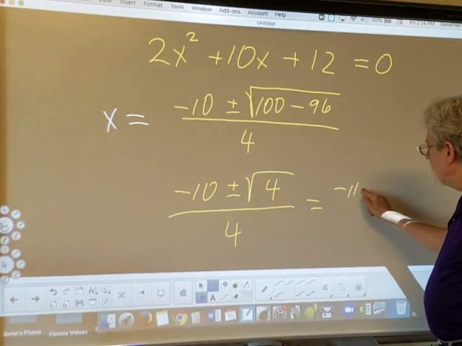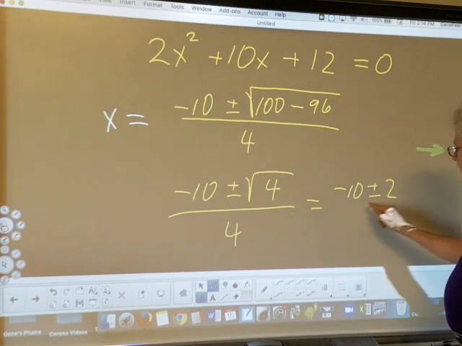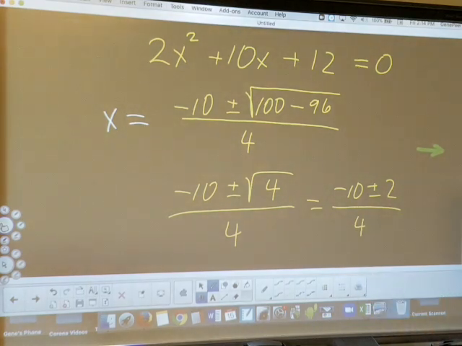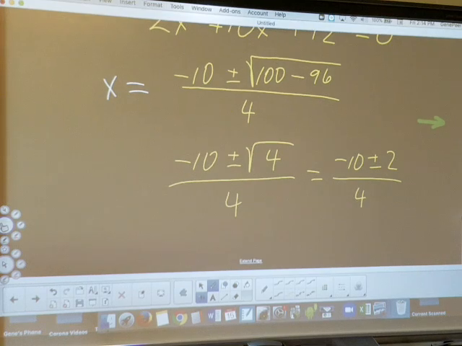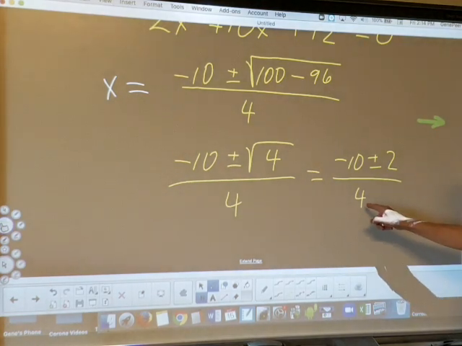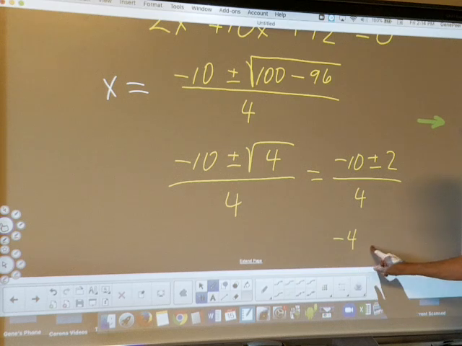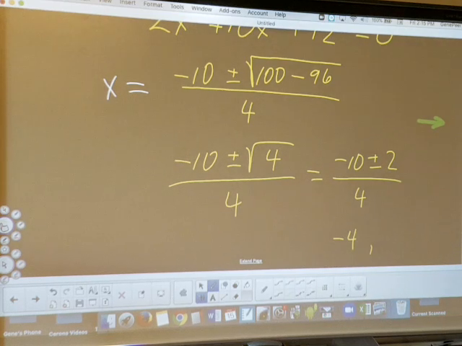That gives me negative 10 plus or minus 2 over 4. How many answers is that? That's 2 answers. What are they? Negative 10 plus 2 is negative 8, divided by 4 is negative 4. And the other answer, negative 10 minus 2, which is 8. I'm sorry, negative 8. No, come on. Negative 12 divided by 4 is negative 3.